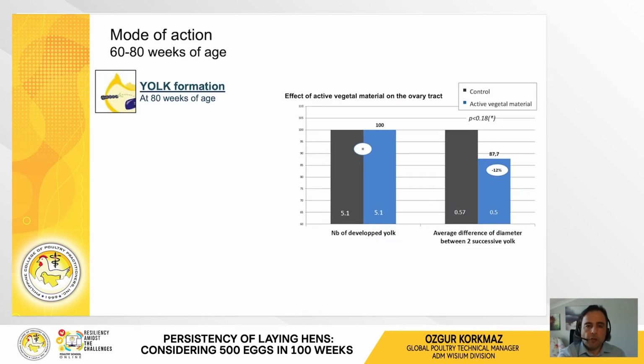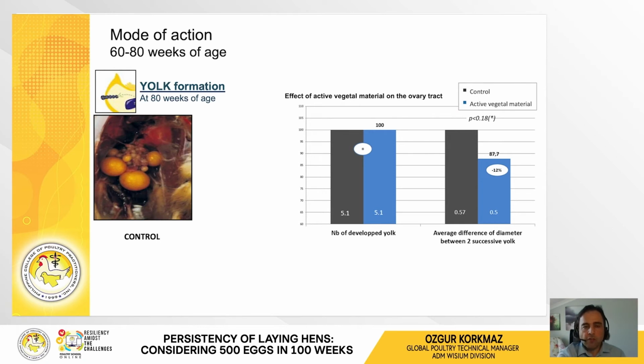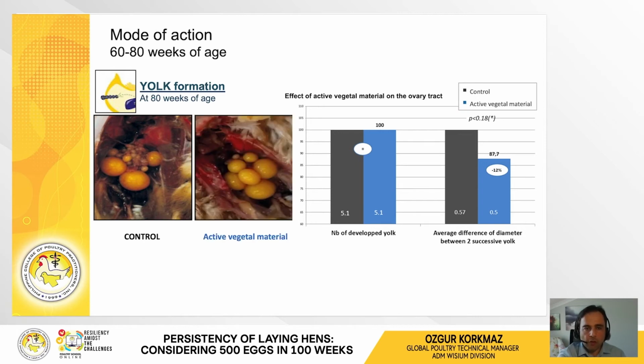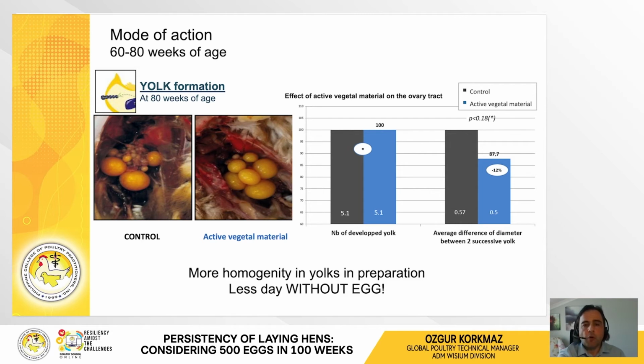So we have a lot of studies, independent research, and different feed conditions in the world, just to check the situation in the yolk at 80 weeks of age, control group and active vegetal material. You will have more homogeneity. It means fewer days without egg. In the control group, the number of developed yolks is more or less the same, but the diameter of the yolk is better with active vegetal material.